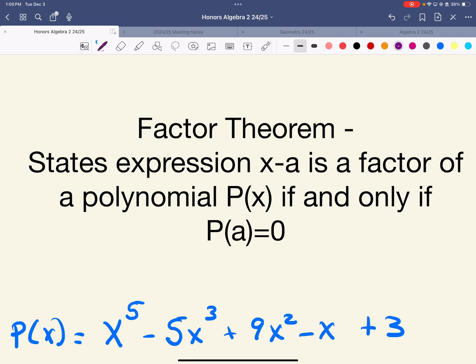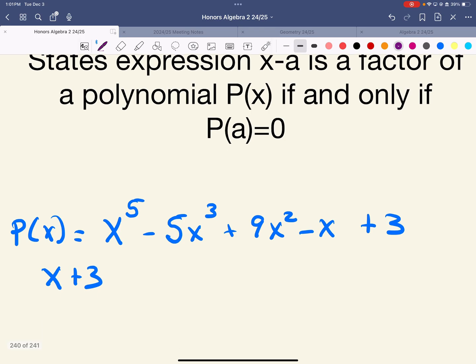And again, our long-term end goal for this chapter is to be able to graph these polynomials. In order to graph these polynomials, we have to find out where they cross the x-axis. Well, that's the zeros. So we have to be able to factor these. So this then becomes the next step in saying, okay, are they actually factors of it? Okay, so let's look at an example.